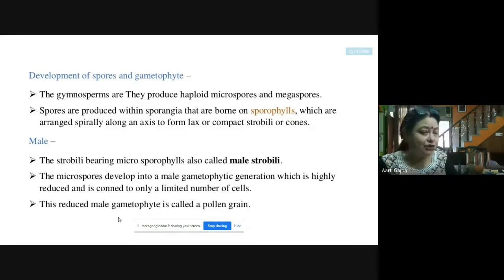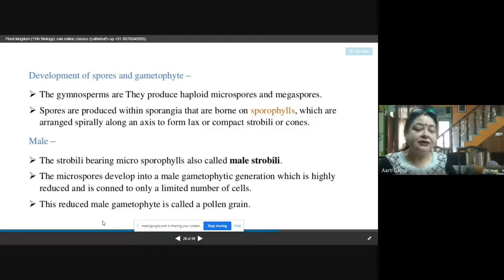When the microsporophylls are there, that strobilus, that cone, is a male cone. The microspores develop into a male gametophytic generation. Now, this microspore will develop into the male gametophyte, which is highly reduced and confined to only a limited number of cells. That means the male gametophyte is a highly reduced structure, and only a limited number of cells are present. The reduced male gametophyte is called a pollen grain. That is the male gamete.